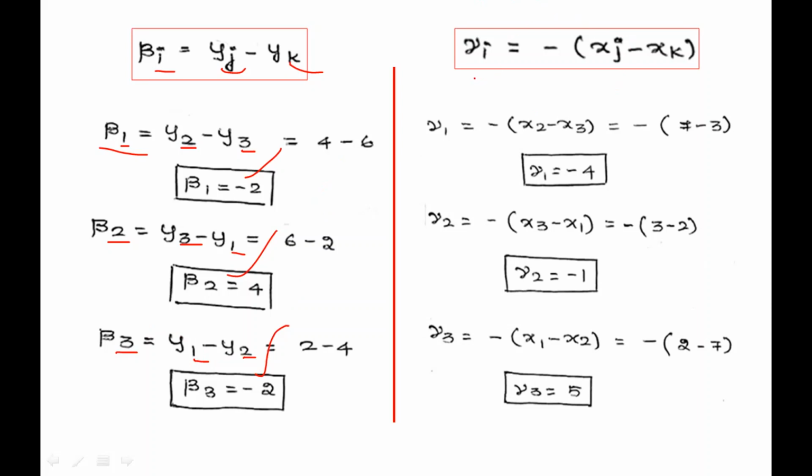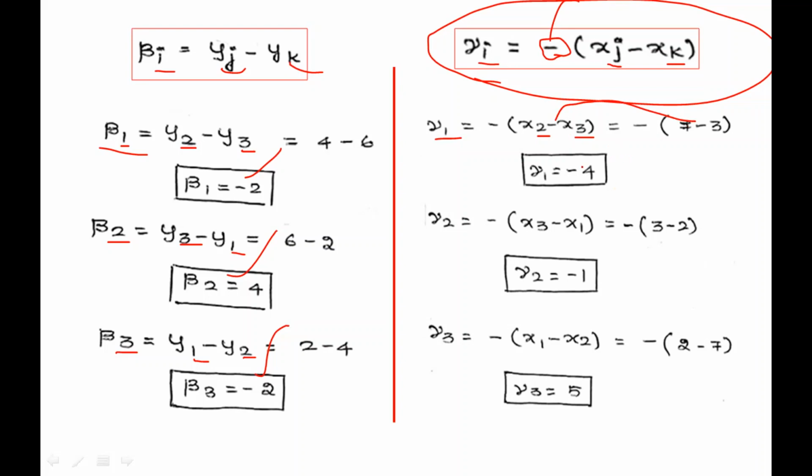Now coming to gamma i. So what is the expression for gamma i? Here we have to remember there is a minus sign. To maintain this order of ijk, we are introducing this minus sign here. In the derivation itself, we have seen this. Gamma i is equal to minus of xj minus xk. So the same ijk order we are maintaining. When you write gamma 1, we have to write minus of x2 minus x3. 1, 2, 3 order. So when you substitute the values of x2, x3, we are getting gamma 1 equal to minus 4.